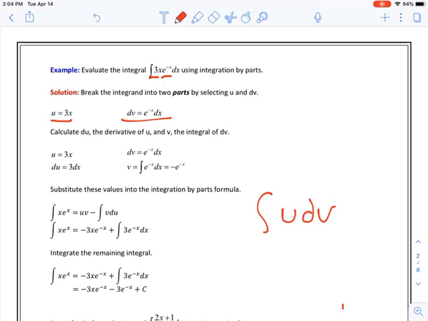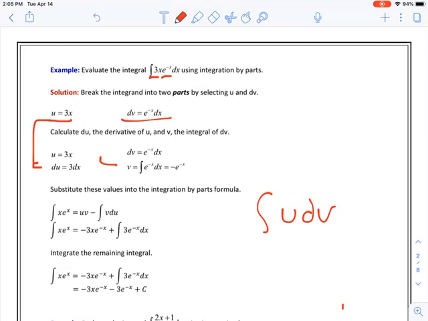So, just like in the last problem, now that we know what u is, we have to find the derivative of it. And so the derivative of 3x is 3 dx. We always tack on that dx at the end. Then the dv, that's the derivative of v, is equal to e to the negative x dx. We want to find v, which means we have to find the antiderivative. And that's what I'm doing here. So the antiderivative of e to the negative x is negative e to the negative x. And again, we should know how to do that from previous lessons.